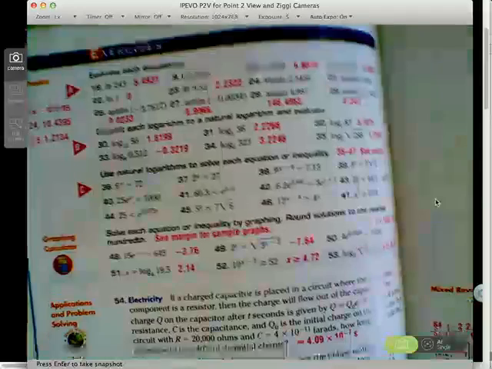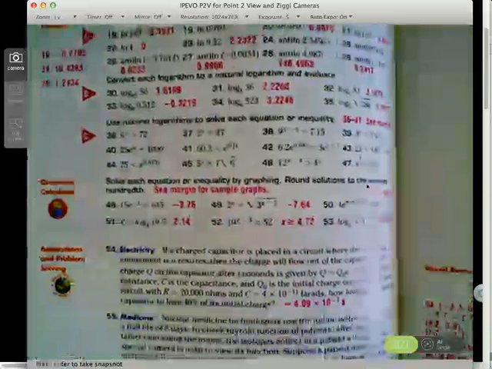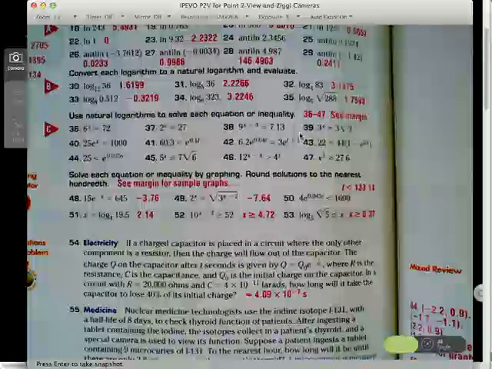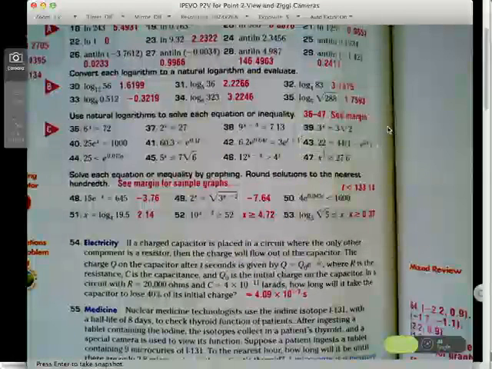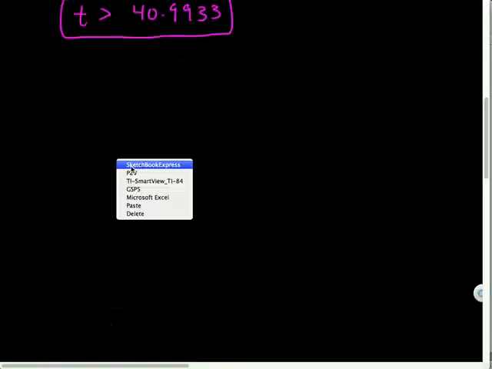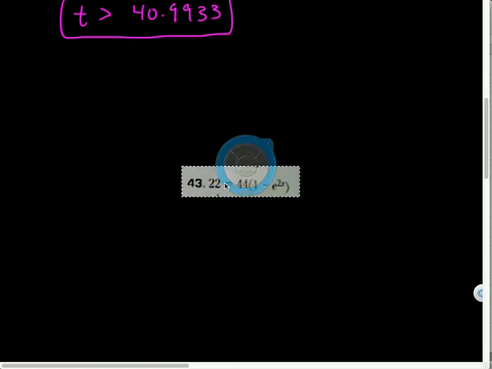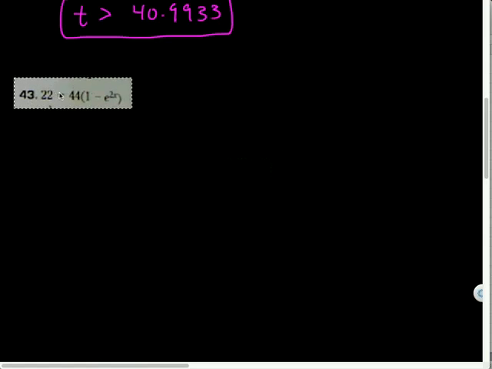43. Okay, yeah, that one's a little bit sneakier. Actually, that one's fancy. So let's paste this. Scale it up a little bit. So let's see. What are your guys' thoughts on this one? What would your instinct tell you?